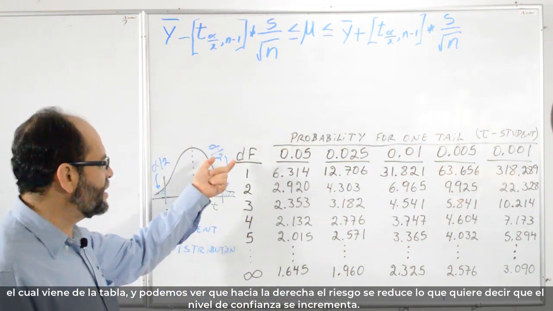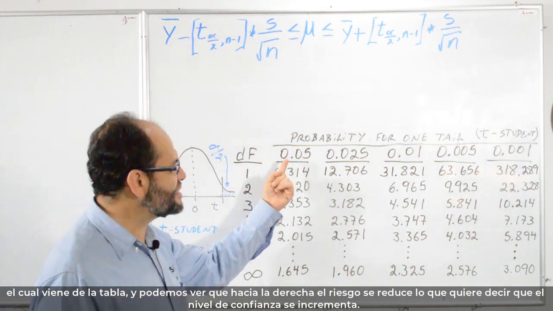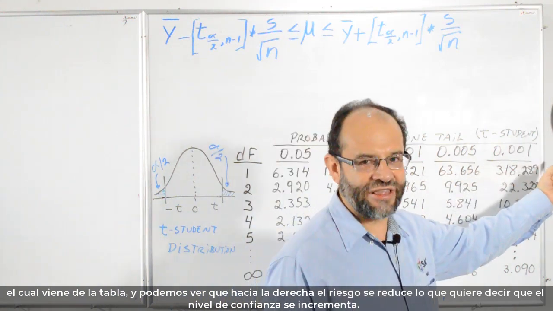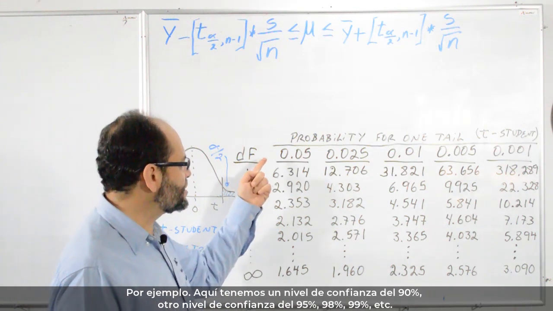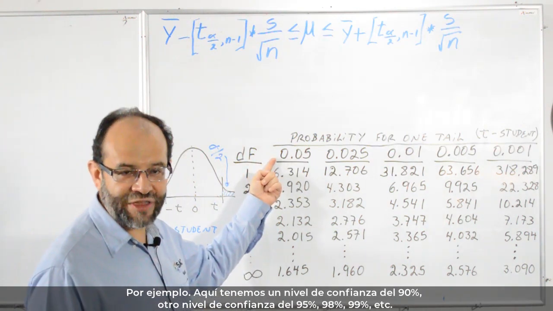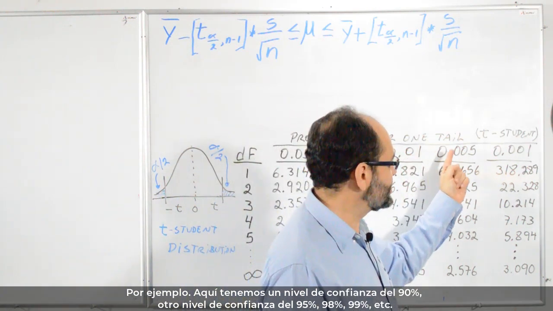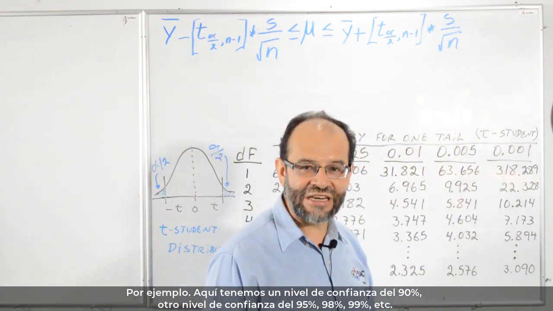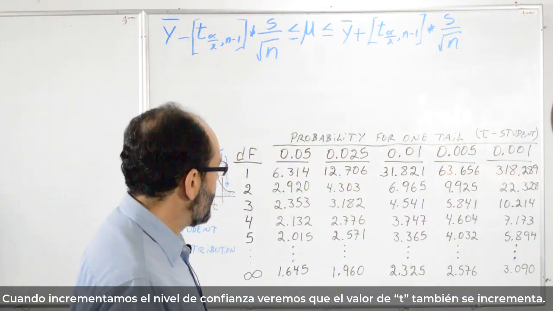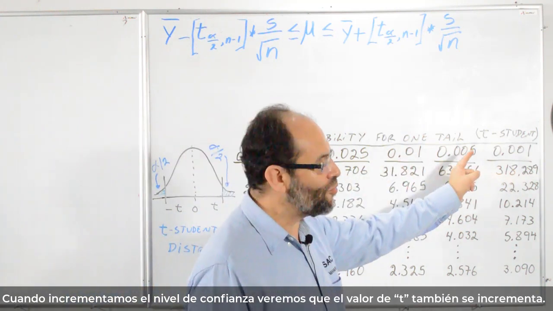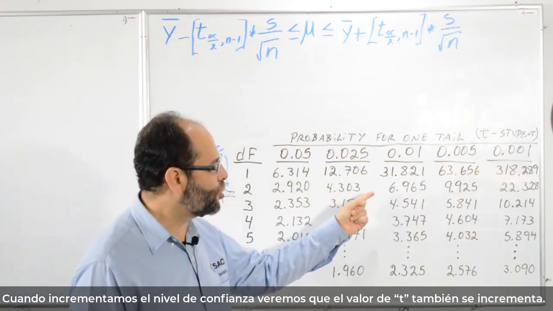We can take any degrees of freedom, whatever number you would like, and you can see here that the risk is going down, which means that the confidence level is going up. So for instance, here is the 90% confidence level, 95%, 98%, 99%, and so on. The confidence level is increasing to the right. So when we increase the confidence level, you will see that the t-value also increases.